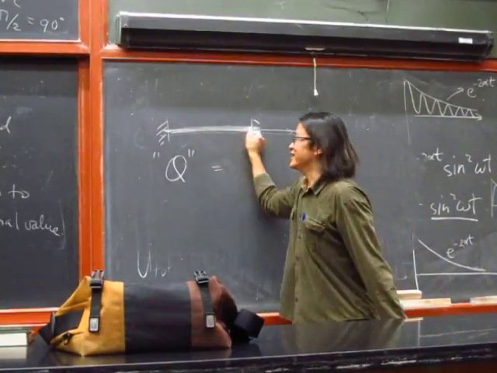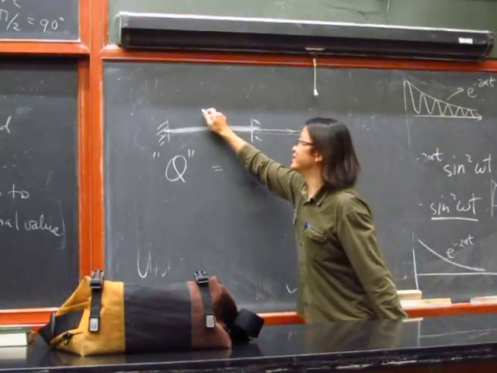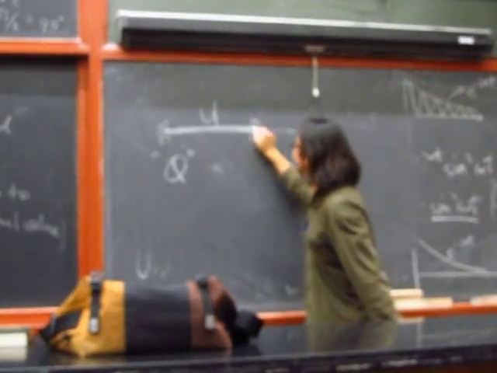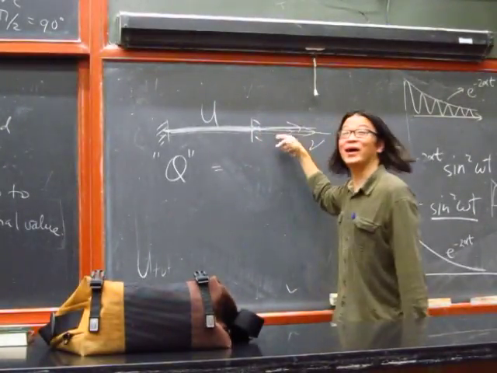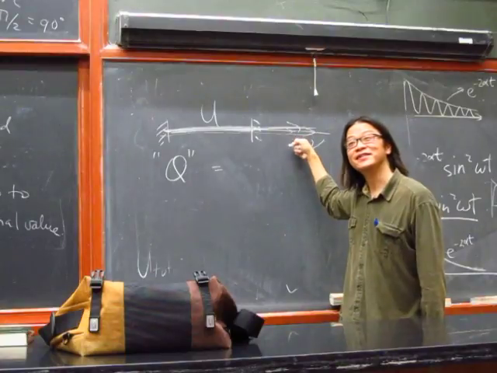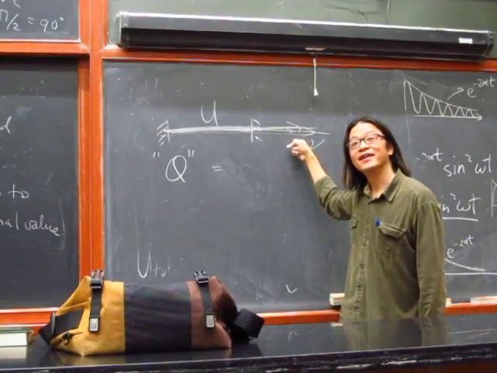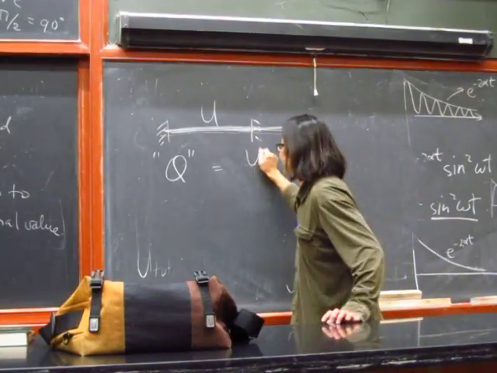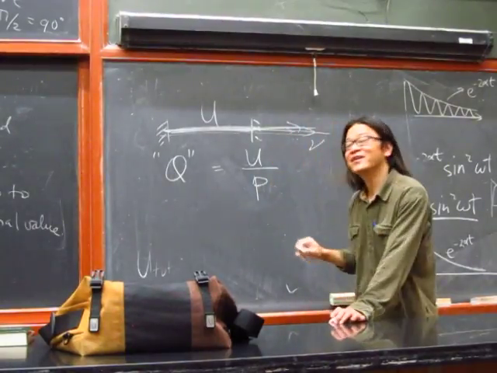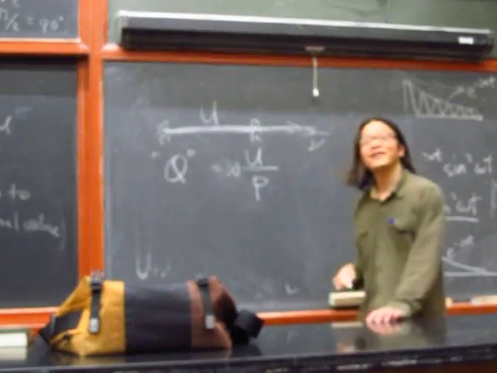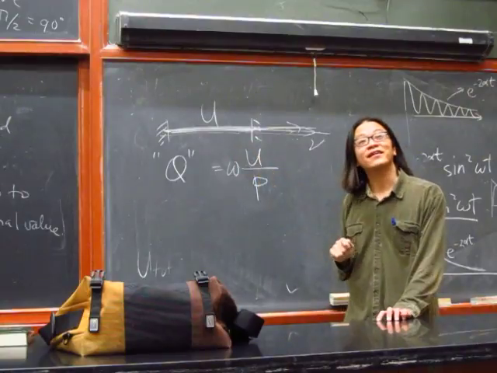Meaning that there's an energy in here, which is the total energy, and then there is some portion that goes away. That's your dissipation. So same thing: here you have U over P multiplying omega, and that gives you the Q factor.